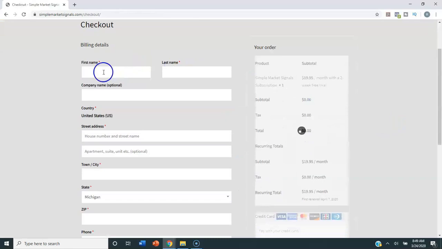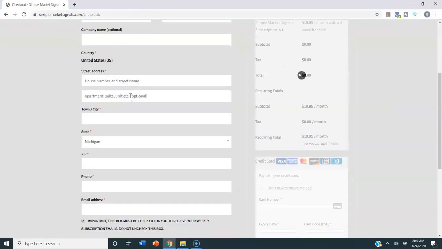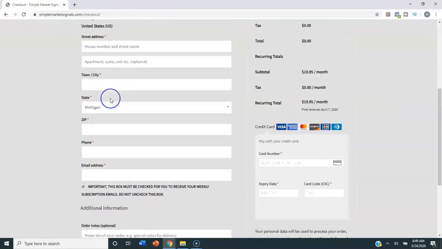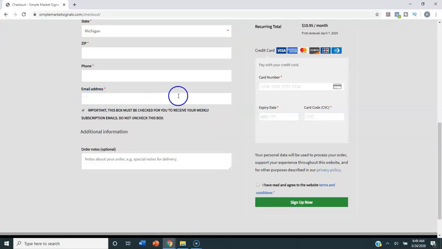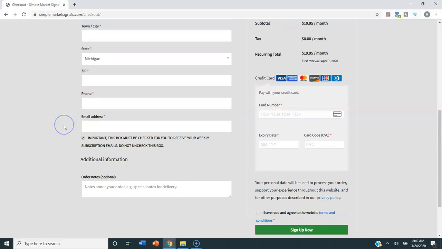Once you're on the checkout page, fill in the necessary information, anything that is required, including the email address. Keep in mind that this is an email newsletter, so we will have to have your best email address on file, and make sure this box is checked because that's how your email address gets into the system. So if that is unchecked, your email won't get transferred into the Simple Market Signals system and you won't get your newsletters. So please make sure that box is checked.